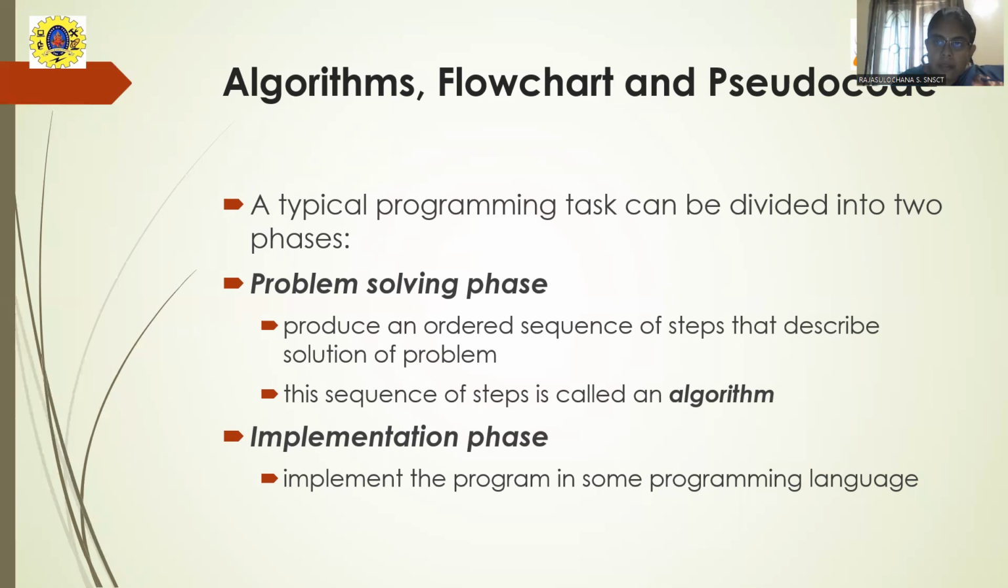Whatever the problem may be, if you want to solve a problem, in the case of a computer, if you want to write a program, it is divided into two phases. One is the problem solving phase and the other is the implementation phase. If you want to solve the problem, you have to prepare an ordered sequence of steps which will describe the solution for the given problem. This sequence of steps is called an algorithm.